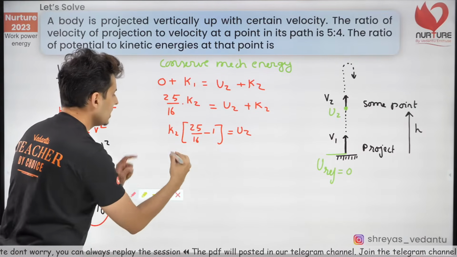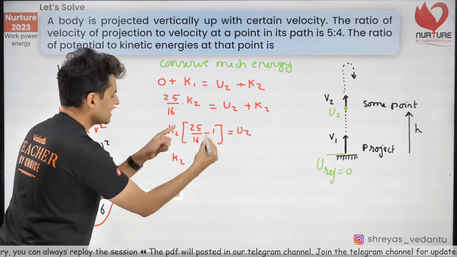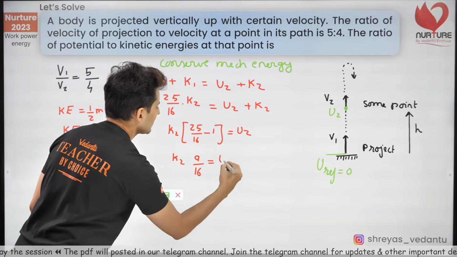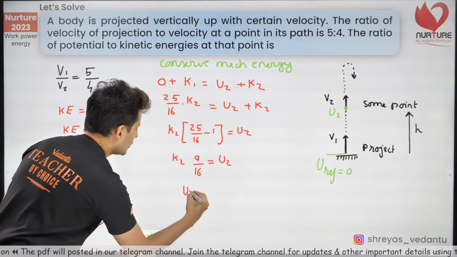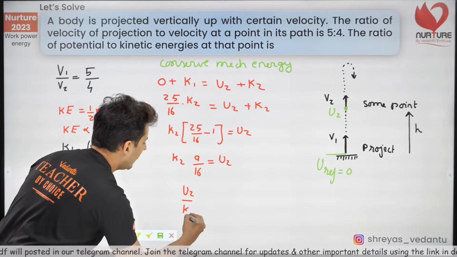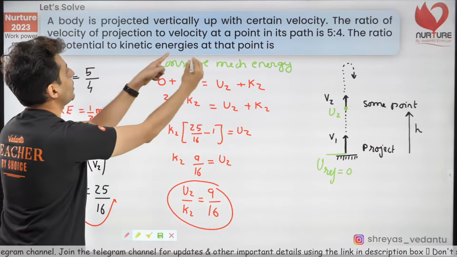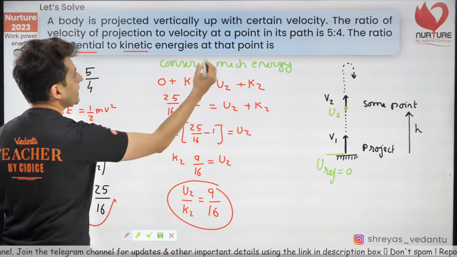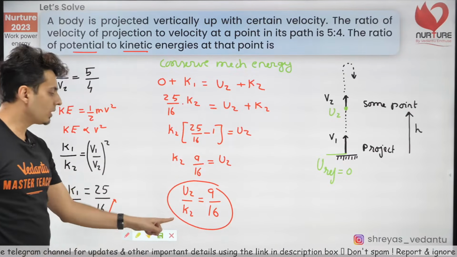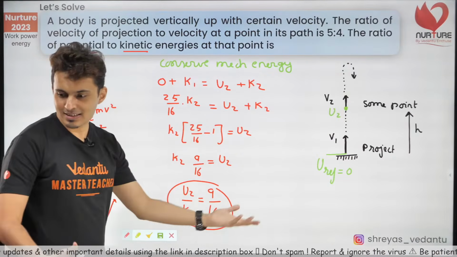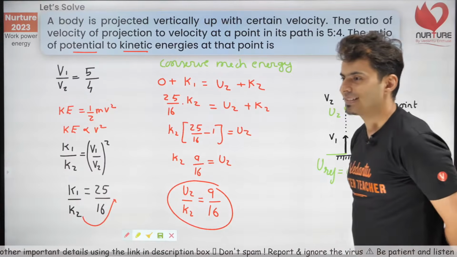Acha. Now what do? K2, 25 by 16 minus 1. 25 minus 16, 9. So it will be 9 by 16 is equal to U2. Therefore, U2 by K2 will be 9 by 16, which is exactly what we want. Potential to kinetic ratio at that point, 2 is this point. Yep, that's it. As simple as that.